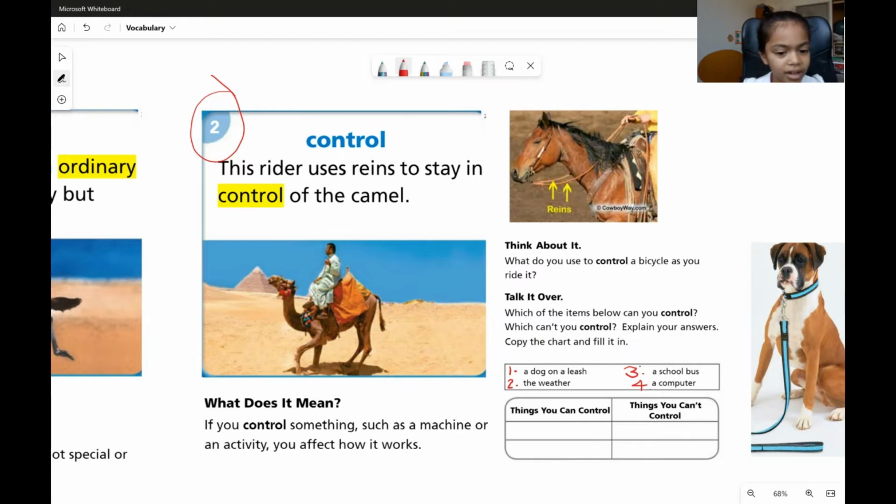Like, it might bump somewhere. If the camel jumps, it might fall down. The rider might fall down. So, it might be a little dangerous. So, control, making someone in control. Making something or someone in control is so important.